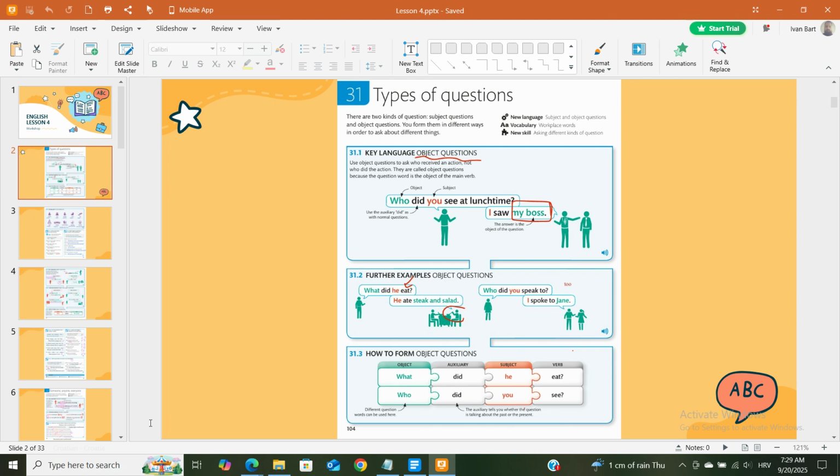31.2 Further examples: object questions. What did he eat? He ate steak and salad. 31.3 How to form object questions. Who did you speak to? I spoke to Jane. Object, auxiliary, subject, verb. What did he eat? Who did you see? The auxiliary tells you whether the question is talking about the past or the present.